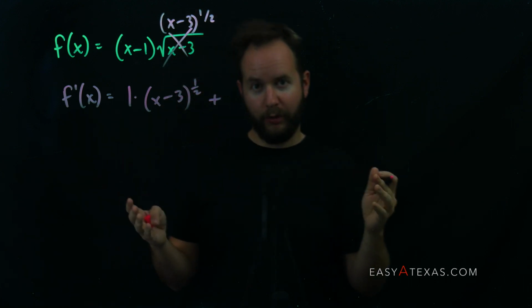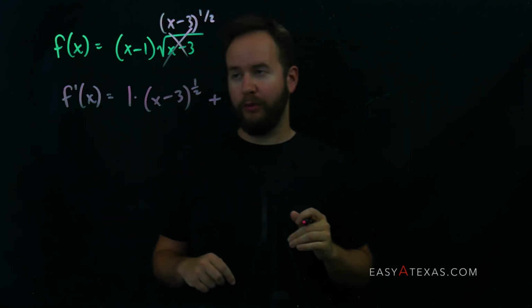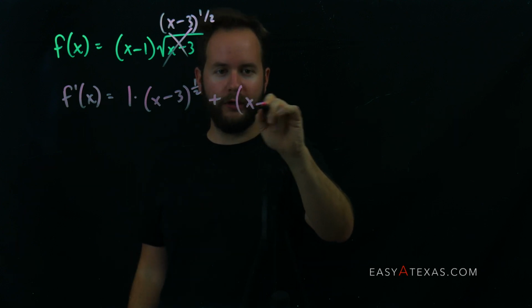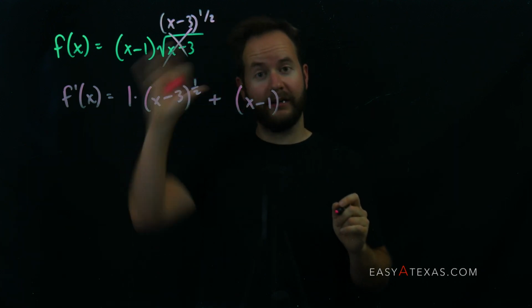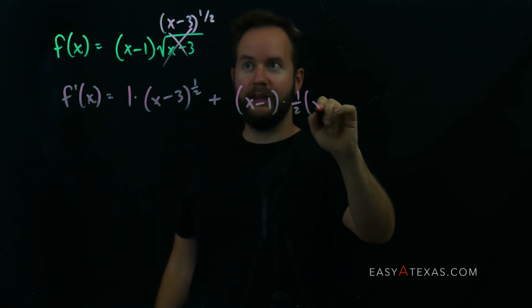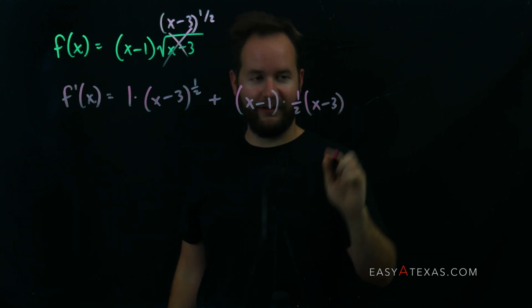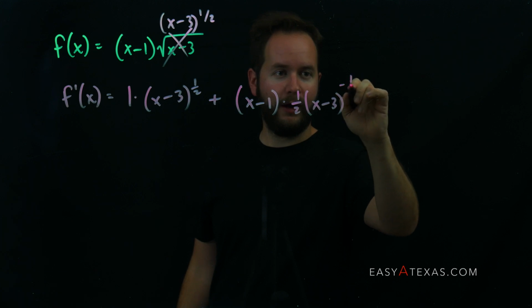Plus, now product rule says you kind of reverse that whole process. Now we're going to leave the x minus 1 alone and take the derivative of x minus 3 to the 1/2. Well, that power of 1/2 is going to come down as a coefficient. Leaving the inside function alone, we leave the x minus 3 alone, and then to the power of negative 1/2.